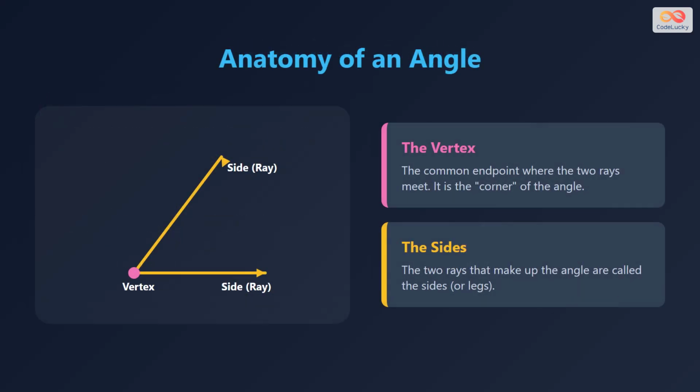To speak the language of geometry, we need to know the names of the parts. The common endpoint where the rays meet is called the vertex. The two rays themselves are referred to as the sides or legs of the angle.